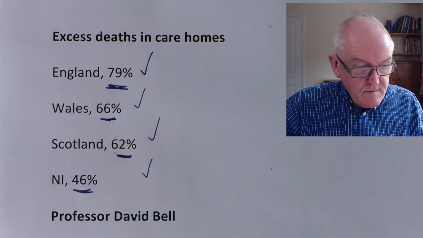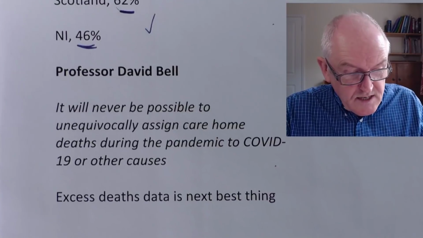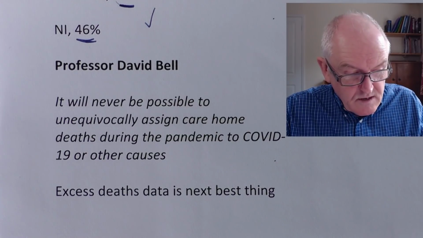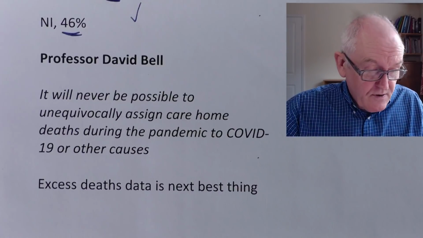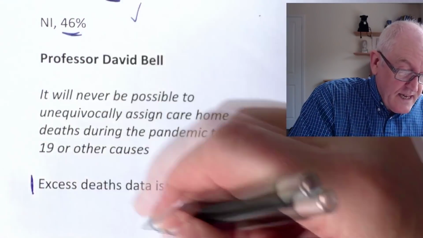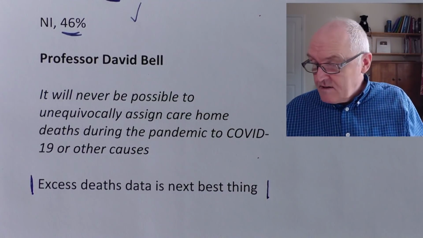And of course, this reflects the whole global situation. We're never going to know how many people died in this pandemic because so little data has been collected in so many parts of the world. So in David Bell's words, it will never be possible to unequivocally assign care home deaths during the pandemic to COVID-19 or other causes. That data is now lost. And I've paraphrased him here by saying excess deaths is the next best thing to the real data, and it probably is.